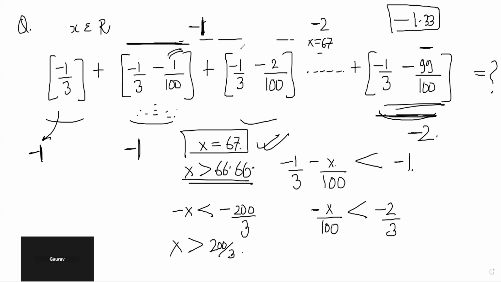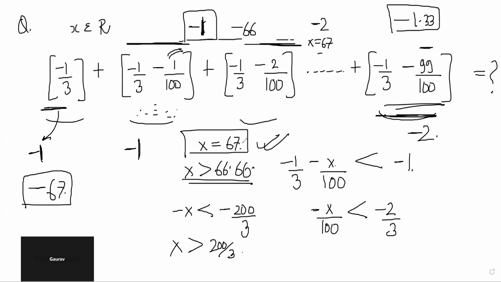All of these terms are 66 terms. They will give -1. So -66, plus here -1, -67. And then from 67 to 99, which is basically 33 terms, there is -2. So -66 added to that, -133 is the answer.